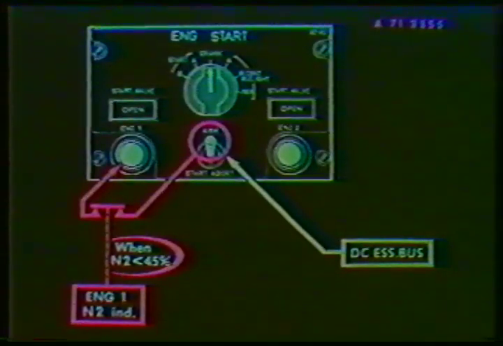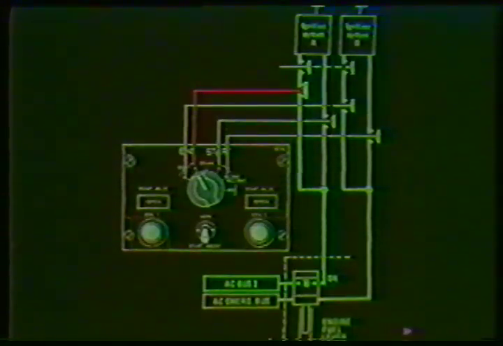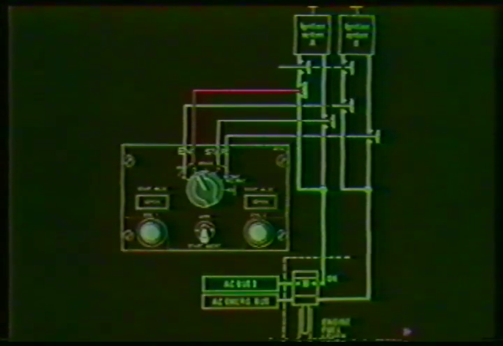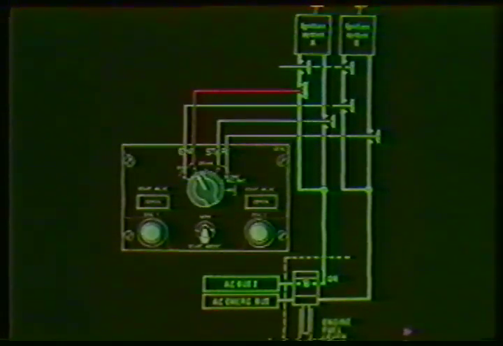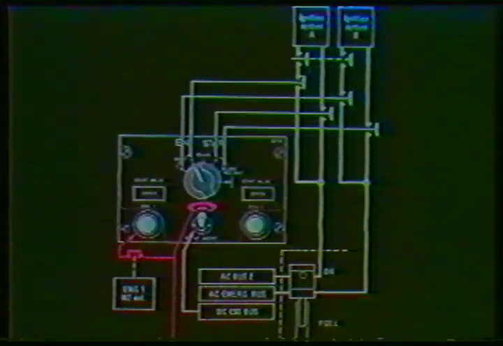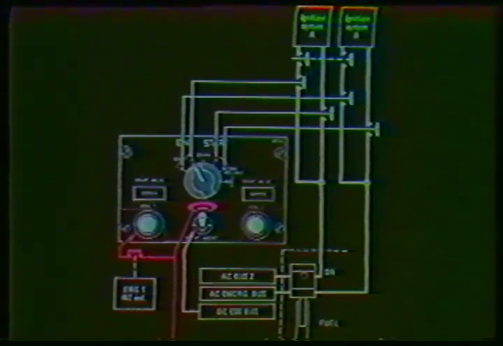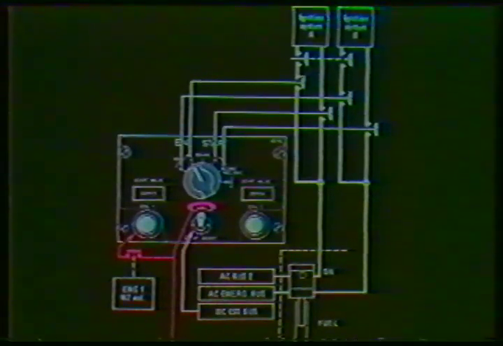To start the engine, the arm start abort switch is set to the arm position. This position completes the circuit to the start push button. A switch in the N2 indicator will hold the start button in as long as N2 RPM is less than 45%. To start the engine, ignition system A or B is selected. The system selected is ready to be electrically supplied. The arm start abort switch is set to arm. The start push button is electrically supplied by the DC essential bus.